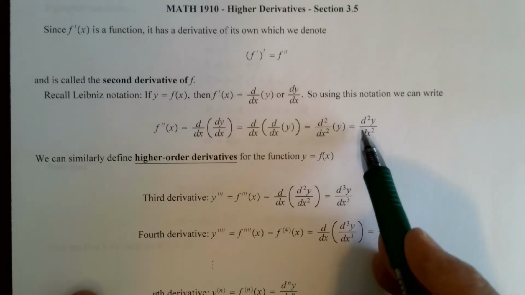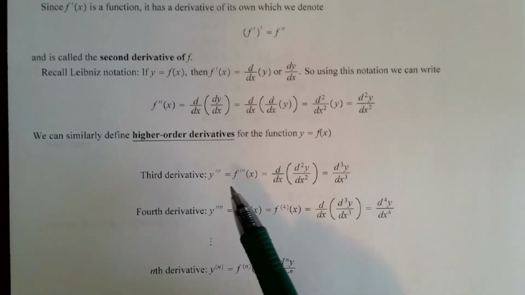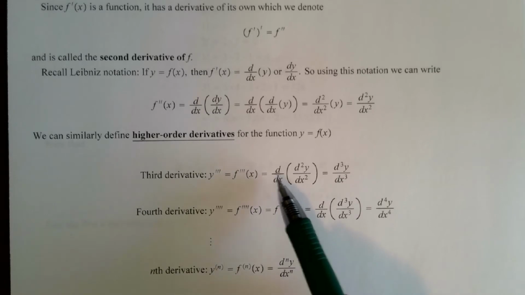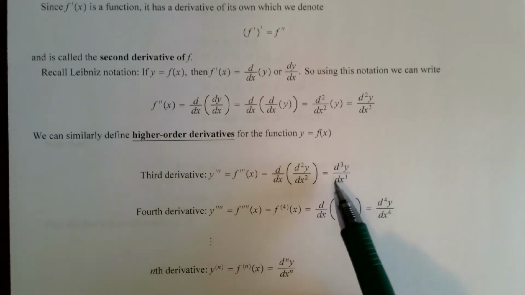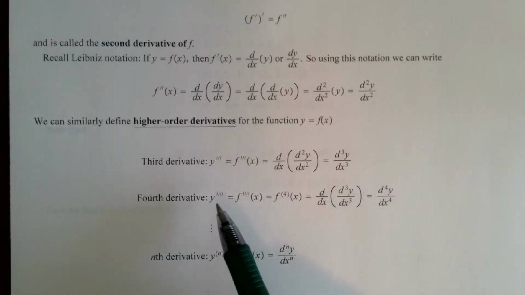We can similarly define even higher order derivatives, like the third derivative, y triple prime, f triple prime of x. That in Leibniz notation is d cubed y over dx cubed. Similarly, the fourth derivative.